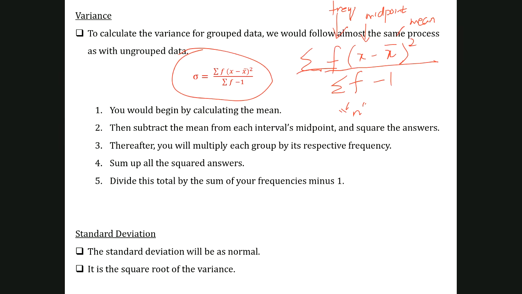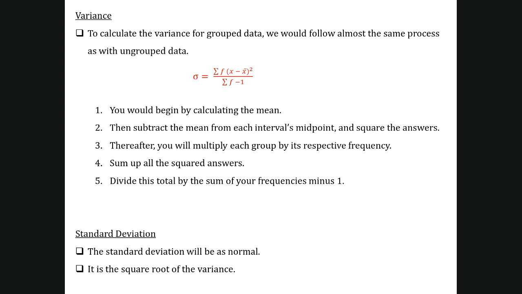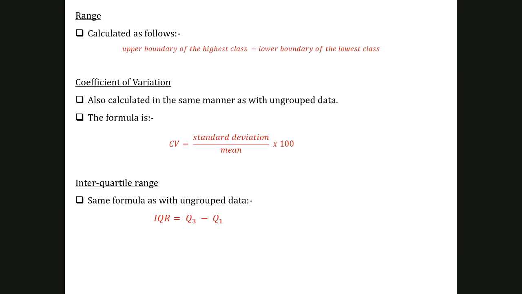And then your standard deviation is literally the square root of this. Remember, the standard deviation is always the square root of variance. So it's the square root of this whole formula: the sum of each frequency multiplied by its respective midpoint minus the mean, squared, over the sum of f minus 1. So that's your variance and your standard deviation.